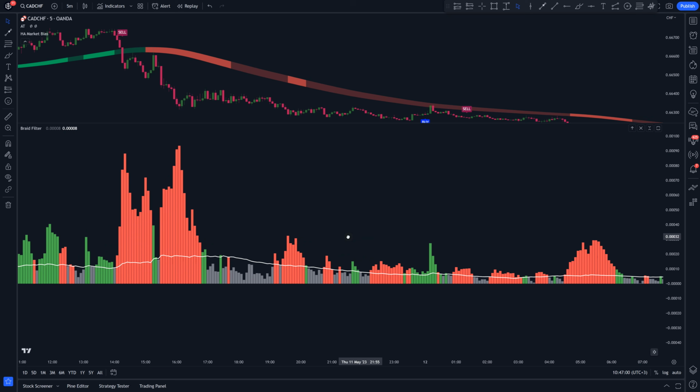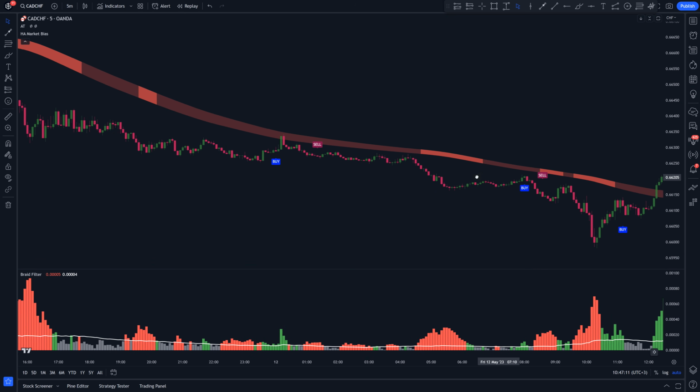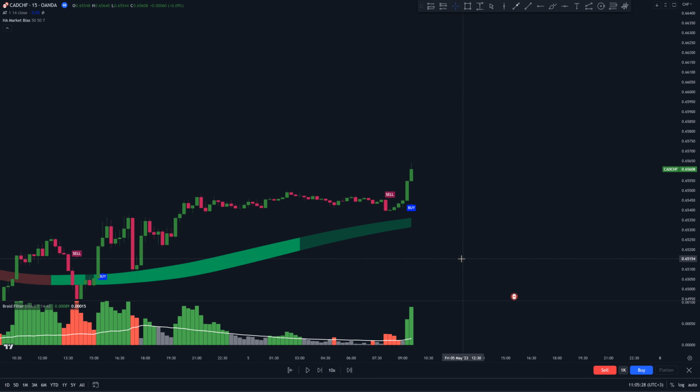Now, to use these 2 indicators to filter out the bad signals produced by the Alpha Trend, here is how we're gonna do it. For a long trade, the trend ribbon of the market bias indicator should change color from bright green to dark green to indicate a pullback in a bullish trend. After the pullback, we want a buy signal to be printed by the Alpha Trend indicator. This becomes our signal candle. Lastly, on that signal candle, we want the volume bar of the braid filter indicator to be colored green, and it should also be above this white moving average.